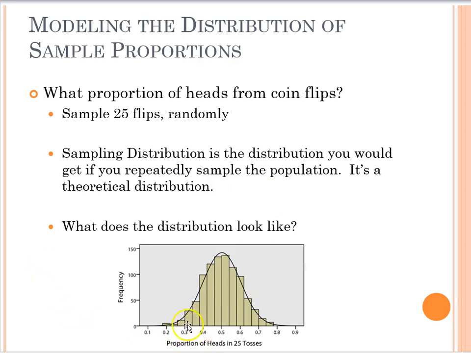So again, we're repeatedly sampling that population of coin flips. What your repeated samples might start to look like is something like this, where sometimes you get more than half heads, and sometimes you get less than half heads. Sometimes you get all heads, which would be up here. Sometimes you get no heads, which is down here. But those instances are obviously very rare. Most of the time you get something that's pretty close to 50% heads.